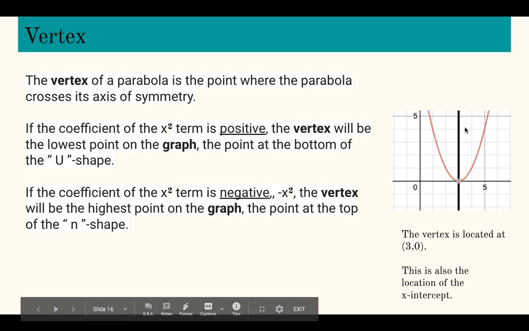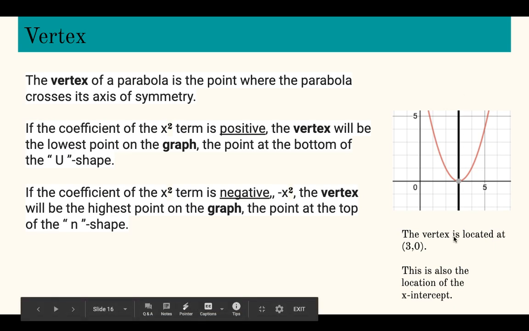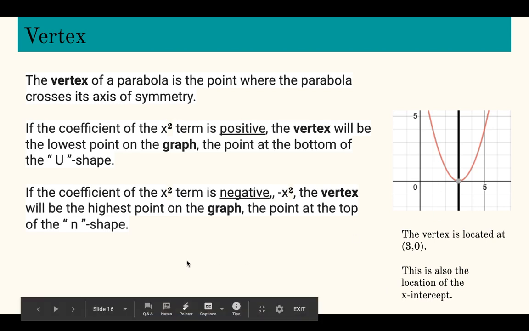Okay, the vertex of the parabola is a point where the parabola crosses the axis of symmetry. If the coefficient of x squared is positive, then the vertex is the lowest point. It's the minimum point of the bottom of the U shape. If the coefficient of x squared is negative, the vertex is the highest point in the graph and the top of the N shape.